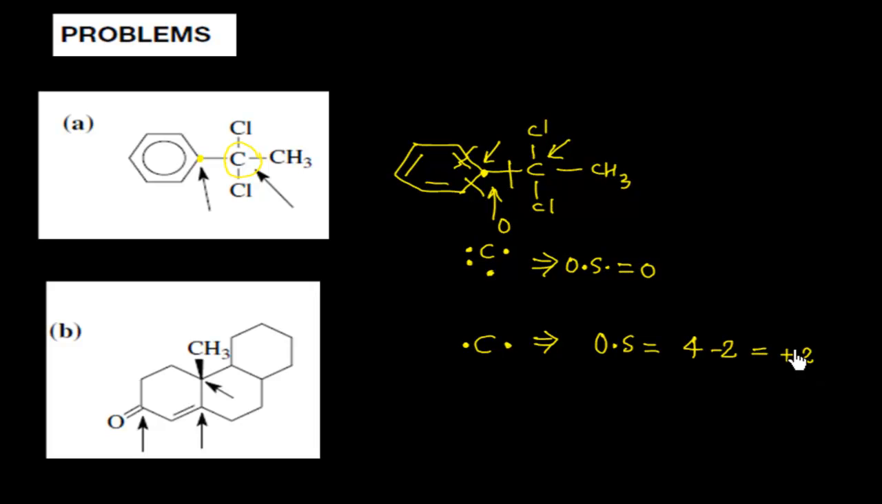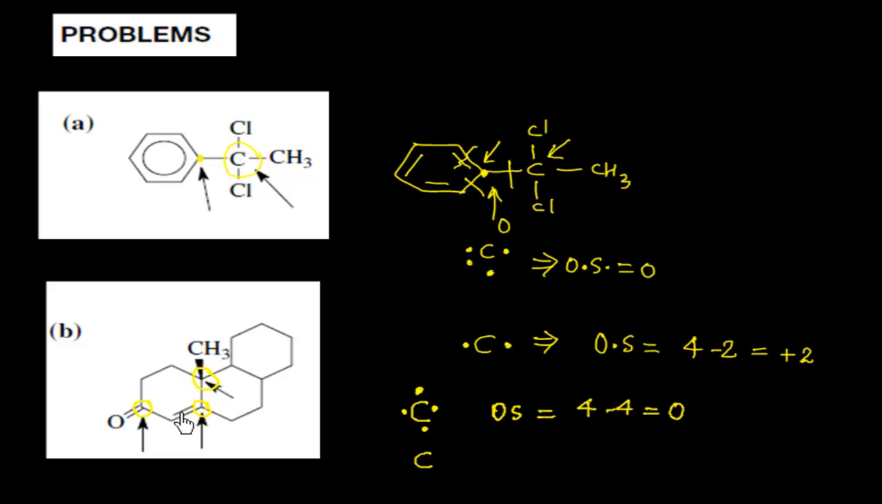Now let us do this problem. I have to find the oxidation state of this carbon, and this carbon. Let us do one by one. For this carbon first, I have carbon attached on this side to a carbon, so 1 electron. This side carbon, 1 electron. This side carbon and this side also carbon, so 1 electron. So oxidation state is 4 minus 4, that is 0.